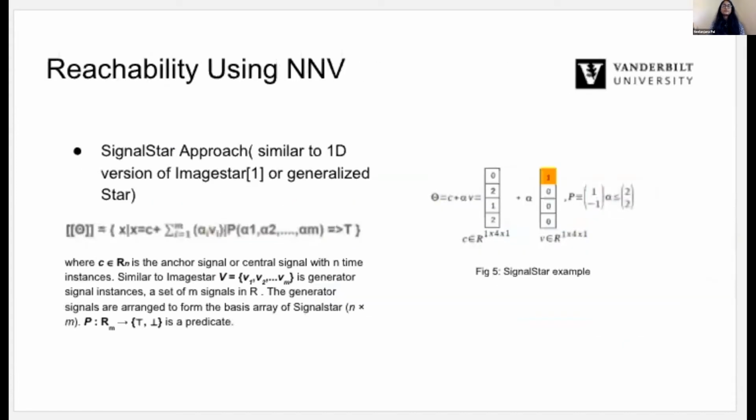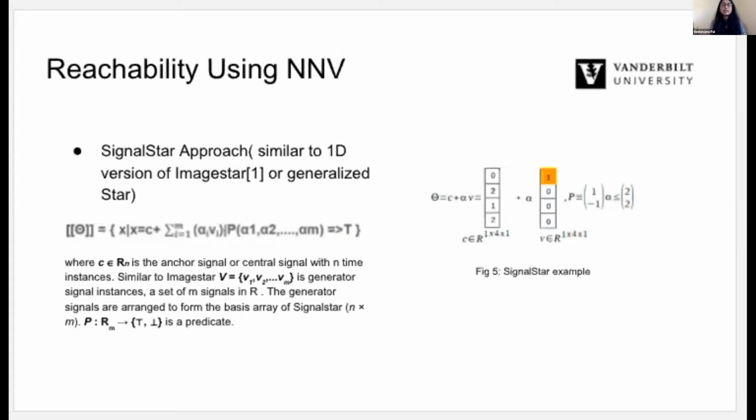For this particular work, in NNV, a set-based approach called ImageStar was introduced, I think, one or two years back. The concept is the same as ImageStar, and we have used signal data here. So I have renamed it Signal Star, but the concept is almost similar to the one-dimensional version of ImageStar or the generalized star set method.